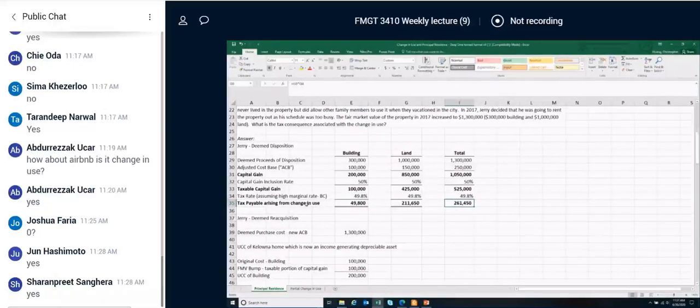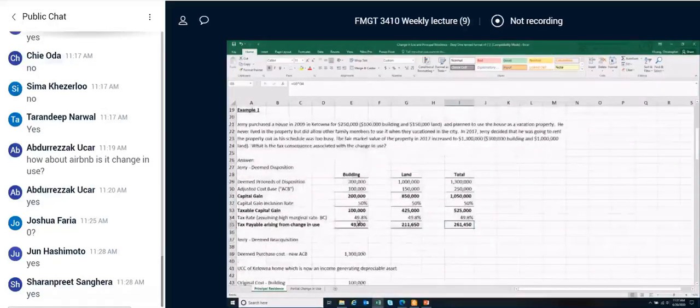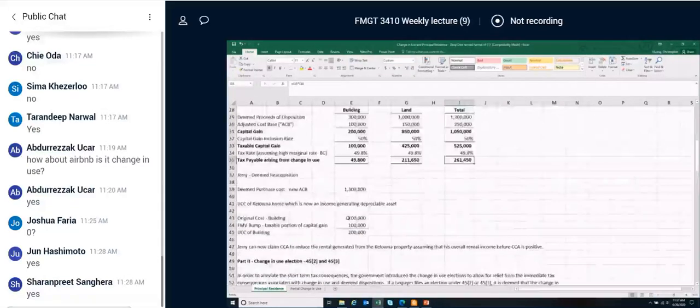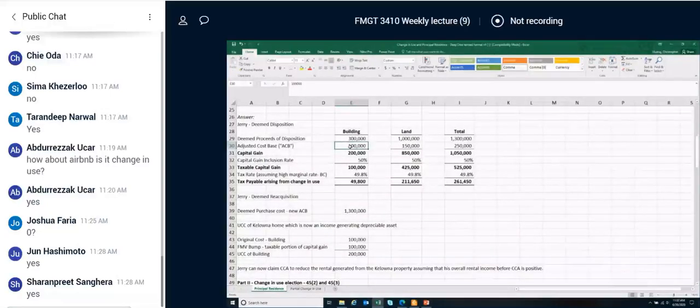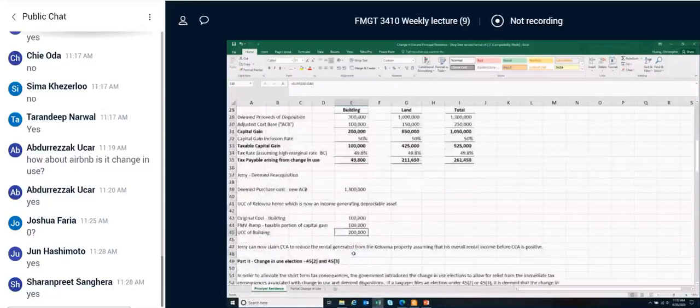Okay, but the whole point here is based on the fact pattern. When you change in use, you normally have your capital gain. And then again, based on what you can now put into UCC, what was my original cost? Well, it was 100,000. Well, what's the taxable portion of the capital gain? Well, it's 100,000. So therefore, the UCC after change in use is only 200,000 for the rental property. Okay, and you have to remember, we talked about this, right? Why does all this matter? Because when you're calculating CCA, you cannot create a loss on rental property, right? We talked about that way back in week 4.